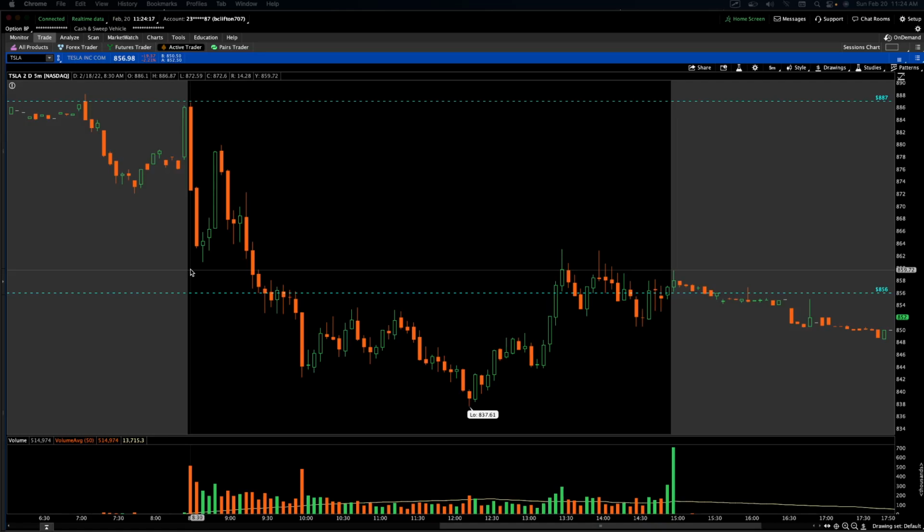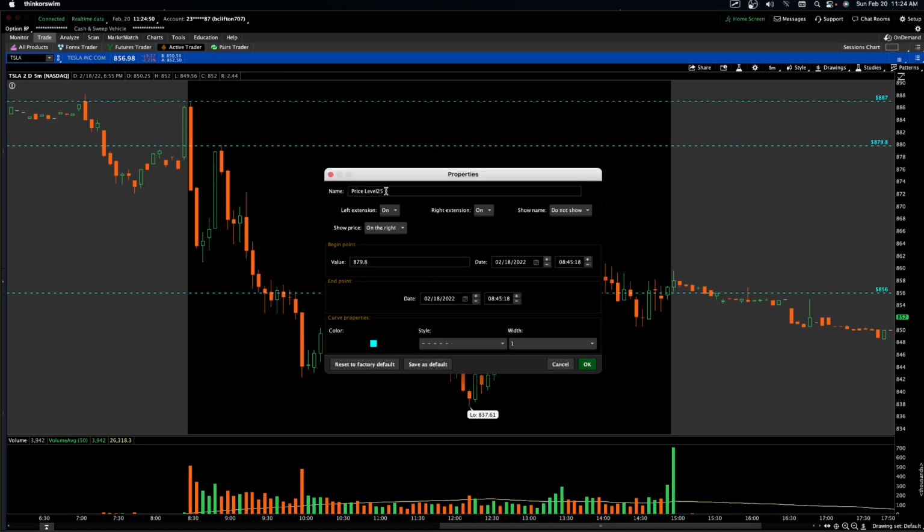So we're on a 5-minute chart. I'm looking at the first 5-minute candle. I see the high. You can see the highs and the lows right here, the high and low of that candle. So the high is going to be 886.87, plus the low is 872.59, divided by 2 gives us 879.73. So that's going to be our trend bias line. So 879.73.